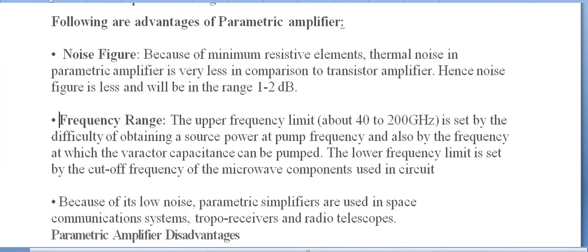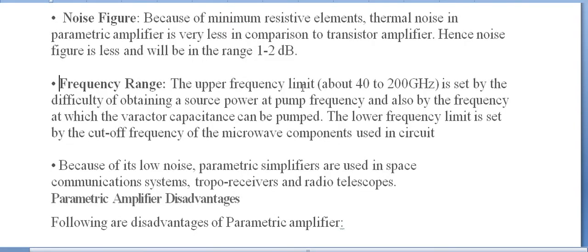Now let us discuss the advantages and the disadvantages of the parametric amplifier. These are the following advantages of the parametric amplifier. The first advantage is noise figure. Because of minimum resistive elements, the thermal noise in a parametric amplifier is very less in comparison to transistor amplifiers. Hence, noise figure is less and will be in a range of about 1 to 2 dB.